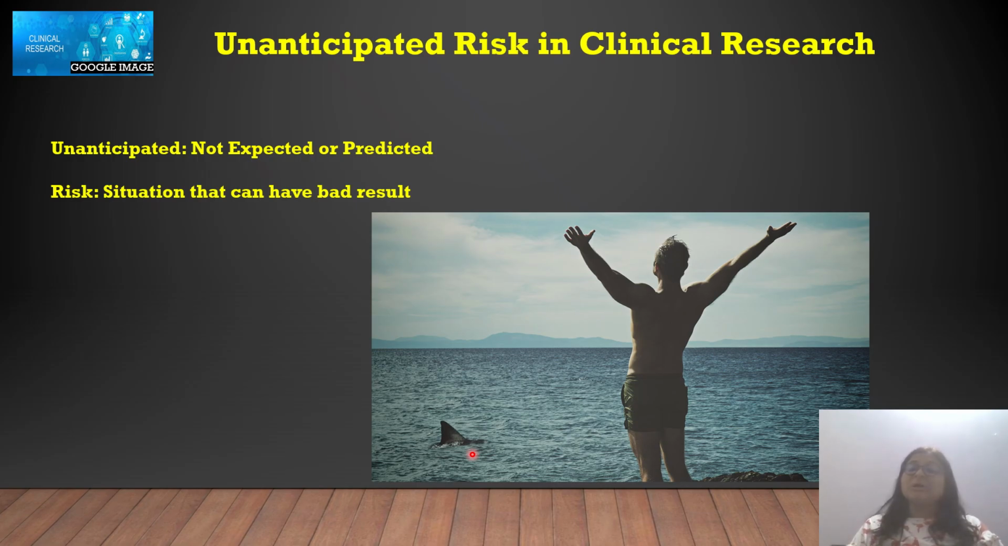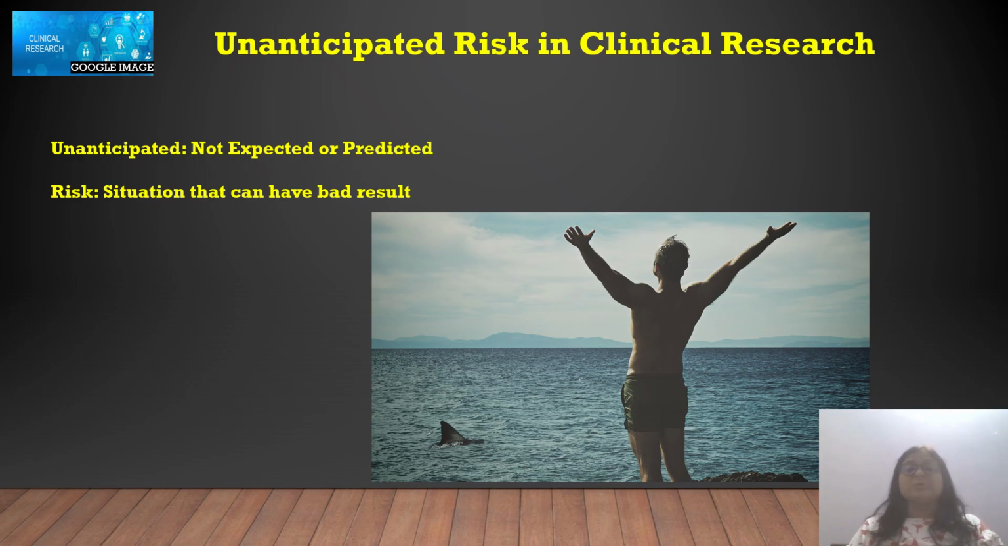So this is the unanticipated. That means it was not expected or it was not predicted. Then what is the risk? When it comes, there is a possibility that that whale or shark will take that person inside the sea. So this is a very common example, or you can say this is an example to understand as a layman what the unanticipated risk is.